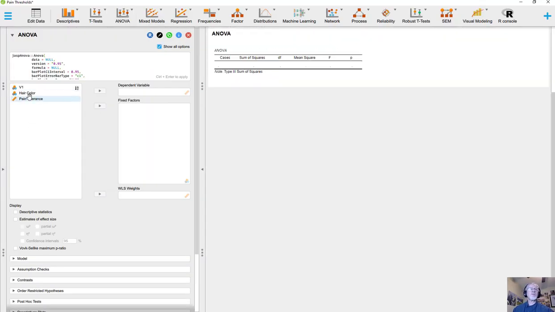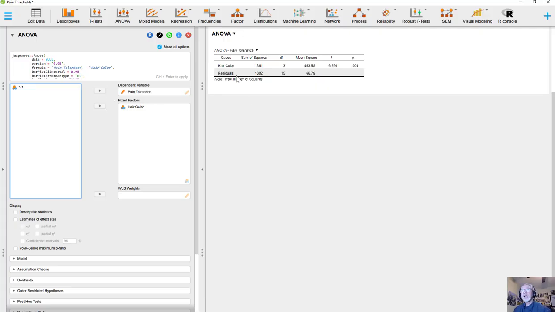Under classical ANOVA, the grouping variable, which could have been called groups or conditions, but descriptively they called it hair color, we're going to take and move in as our fixed factor. That fixed factor should be recognized as the place where you put your independent variables that define specific groups. It's an oversimplification, but you can think of fixed factor as fixed to specific groups. We just have one factor for this ANOVA, so one variable goes in there and we're done. It has space for more, which is the reason why it's called fixed factors. Pain tolerance goes in as the dependent variable, and up comes the analysis.